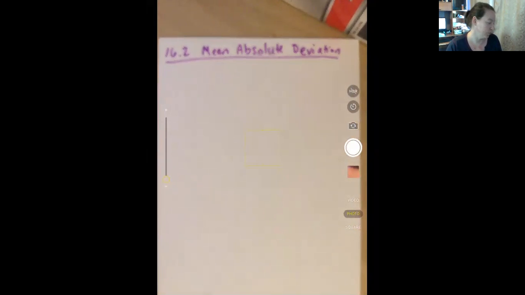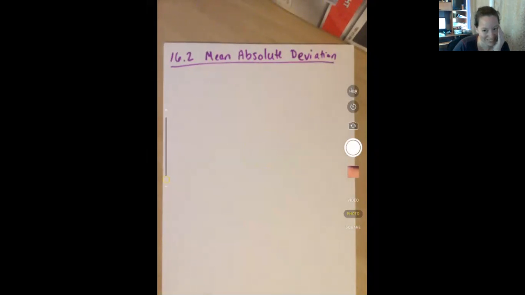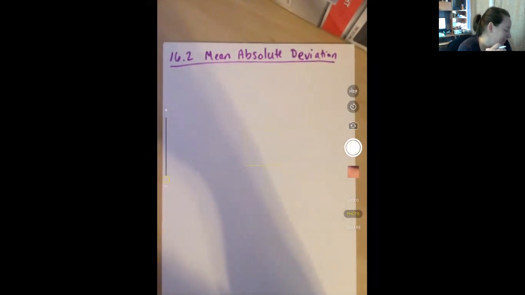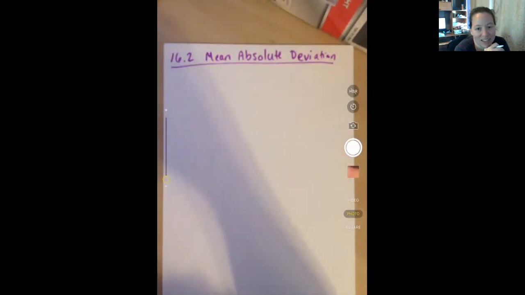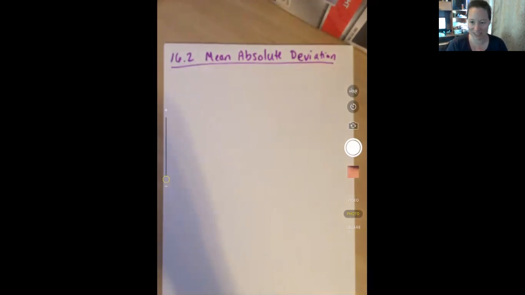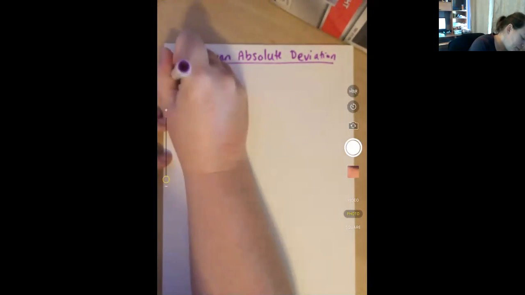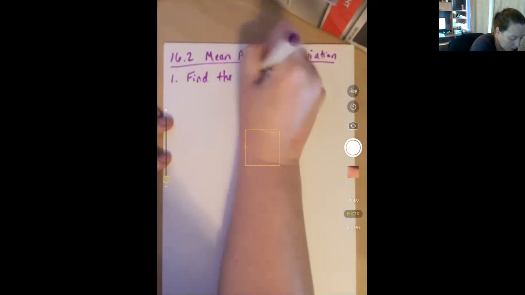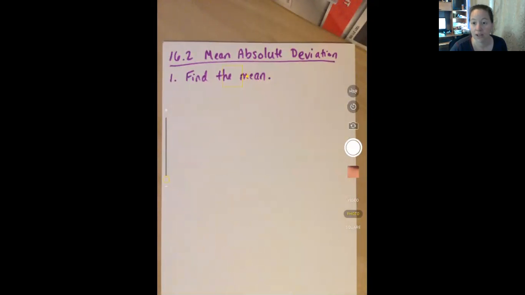Okay, so the mean absolute deviation is a little difficult to understand. So basically it has a ton of steps. Let's start with the first step. Step number one is find the mean. Now remember, the mean means I add all the numbers together and then I divide by how many numbers I added together. That's the mean. We just talked about that in the last section.